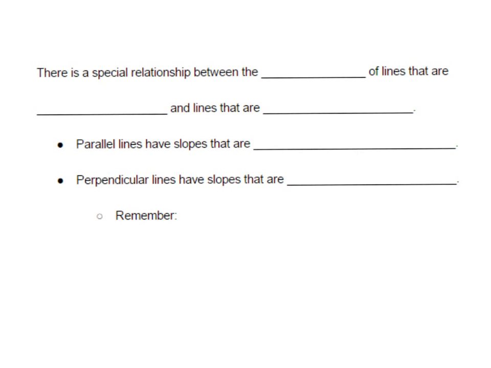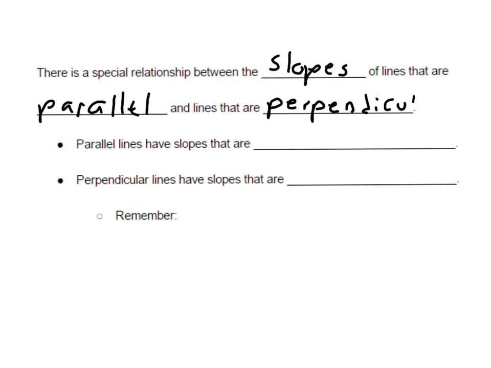There's a special relationship between the slopes of lines that are parallel and lines that are perpendicular. Okay? Parallel lines have slopes that are the same. So if a line has a slope of 3, a line parallel to it would also have a slope of 3. Perpendicular lines have slopes that are negative reciprocals. Big word there. I'll talk about what that means.